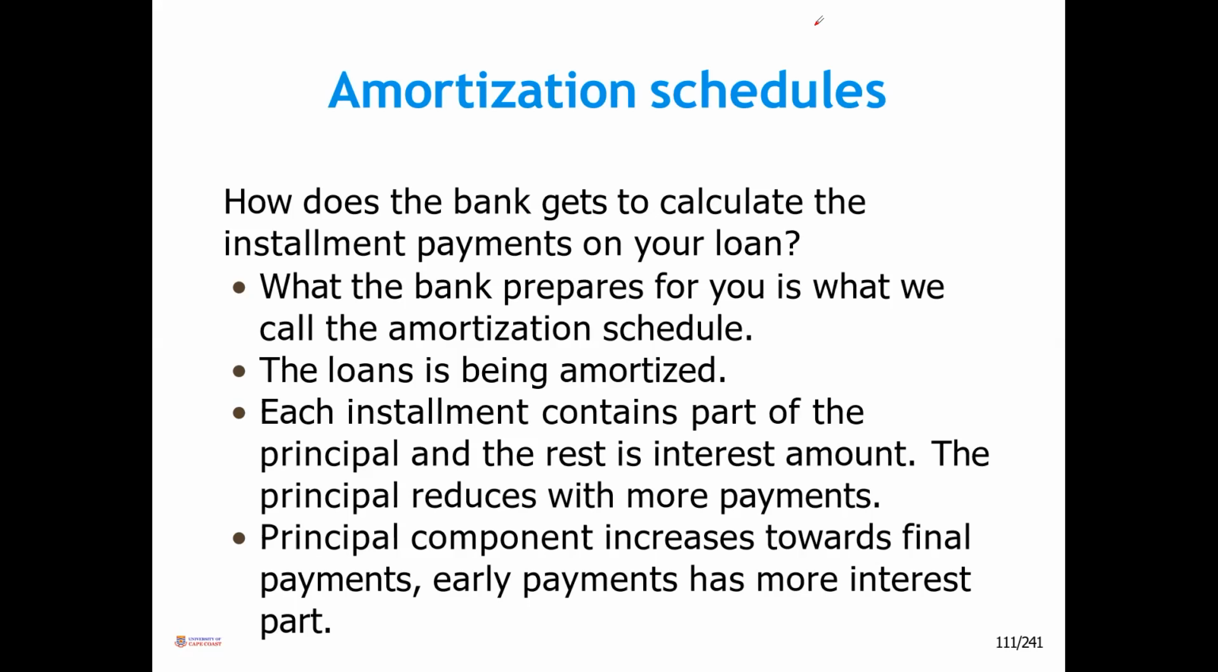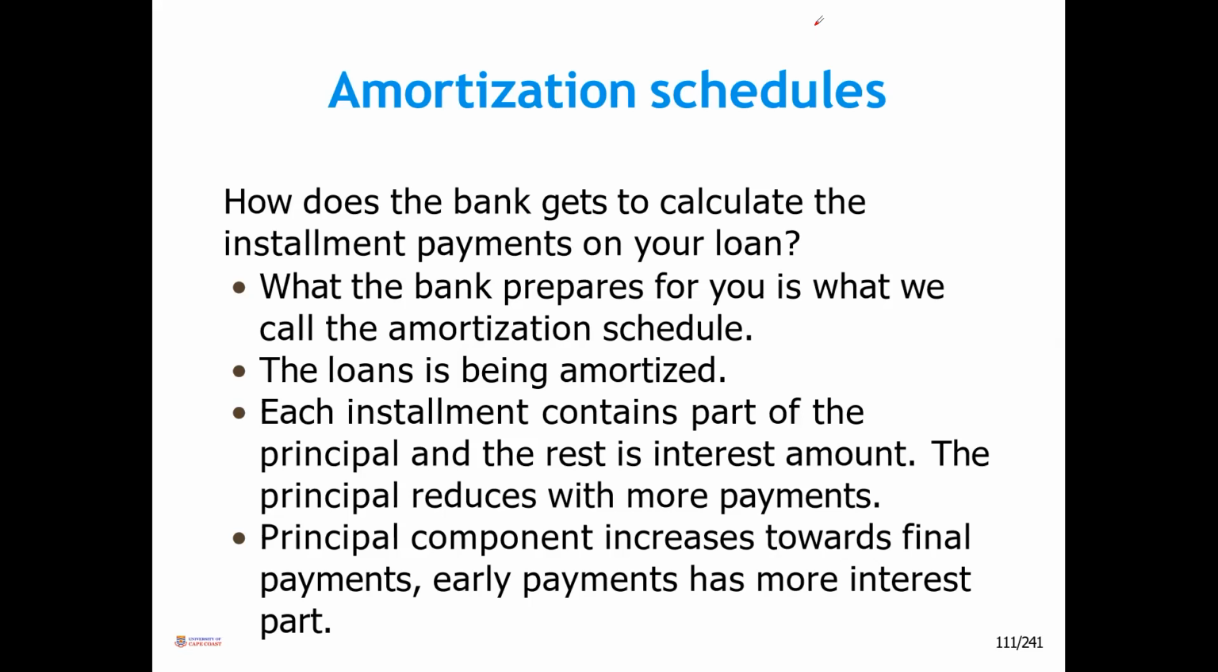So how does a bank get to calculate the installment payment on your loan? When you go for a loan, you can calculate it yourself. When you know the interest rate, and you know how long it will take you to pay the loan, you must be able to calculate the monthly payment or the yearly payment yourself. That's the concept of amortization.